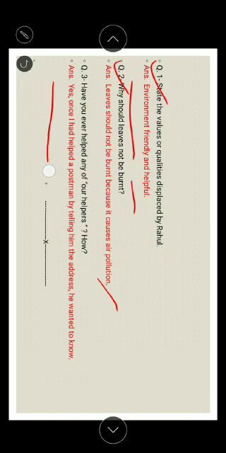Yes, once I had helped a postman by telling him the address he wanted to know. So, postmen have to deliver letters and posts to different addresses. So, once I had helped one of the postmen by telling him the exact address he was looking for, and in this way I helped him. So here your chapter gets completed.